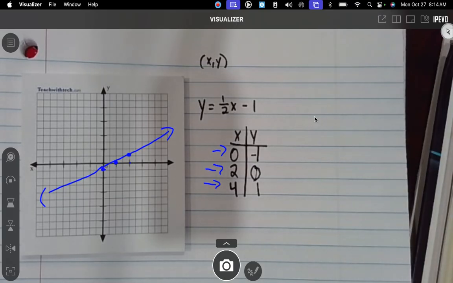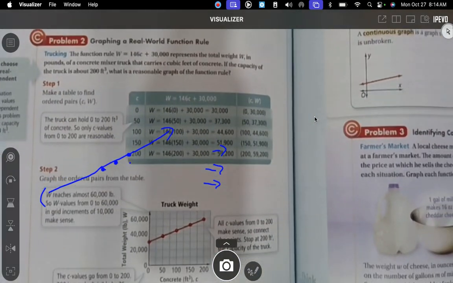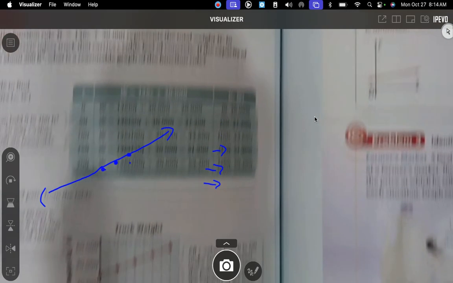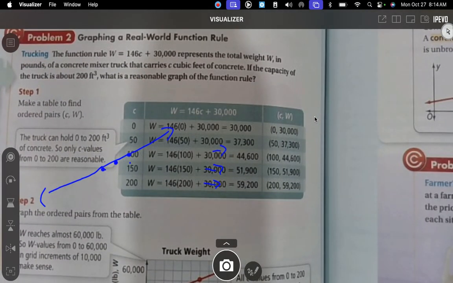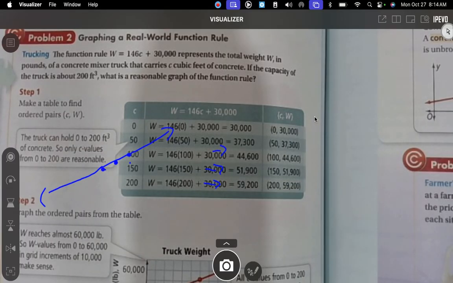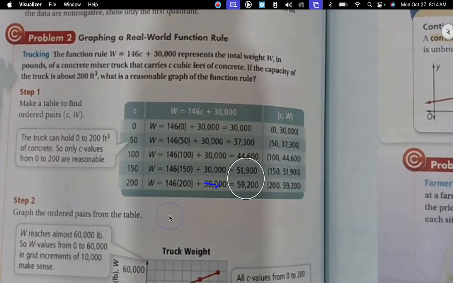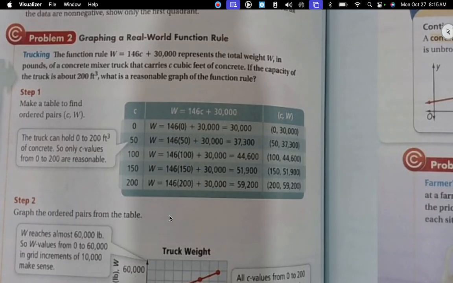Okay. Here we go. I'm going to put this up. It gives you your answer already, but we're just going to kind of go through it together. I'm going to zoom in. It's a word problem. All right, you're going to have one just like this, but it's the same thing. You're graphing, and it says, okay, this function rule is going to tell you the total weight in pounds of a concrete mixer truck that's carrying concrete. So the capacity is about 200 cubic feet. What's a graph of the function?